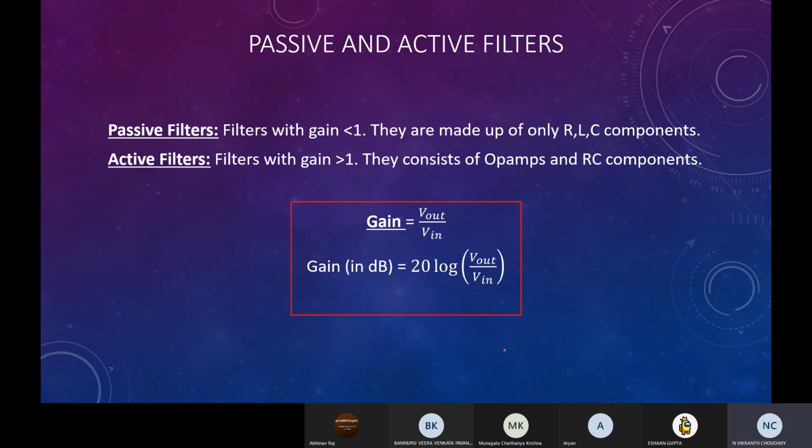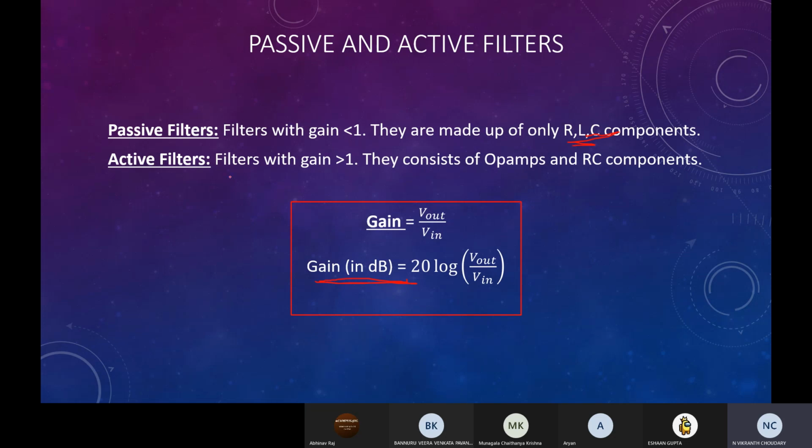So now passive and active filters. What are passive filters? In these filters, the gain is less than 1. So the gain will always be less than 1. So gain in decibels will always be negative because the log of something less than 1 would be negative. And they are mainly made up of R, L and C components, passive components. No active components would be used. So R, L, and C are known as passive components.